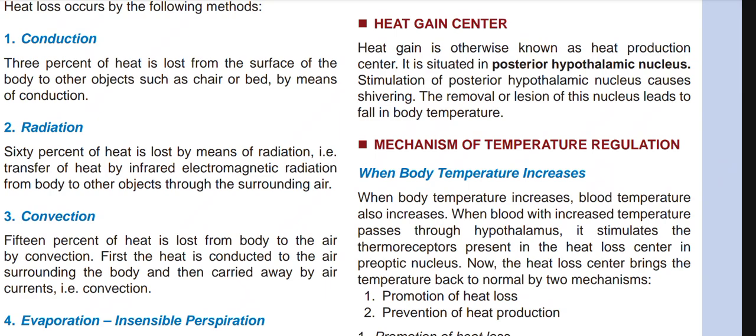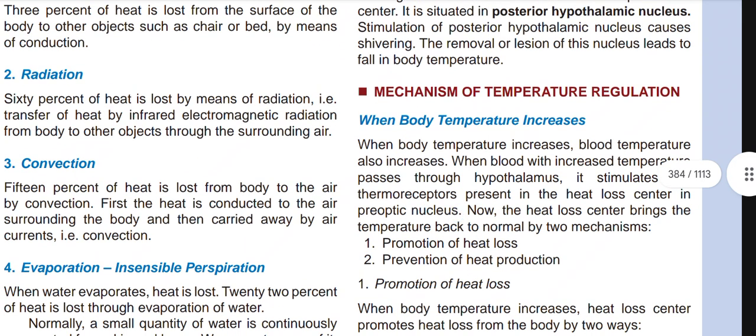All of us know that if we get wet in the rain or in very cold conditions, we start shivering. By the mechanism of shivering, the body produces heat, and when the body produces heat, the body temperature is maintained, so as to keep a constant environment inside the body to act in its best possible condition. So this is present in the posterior hypothalamic nucleus, and it helps increase the body temperature. If you remove or lesion this nucleus, it leads to a fall in body temperature.